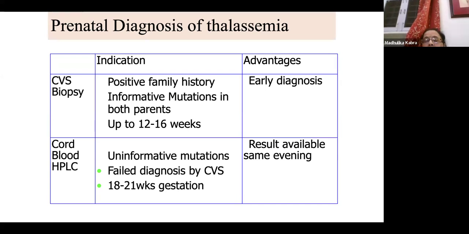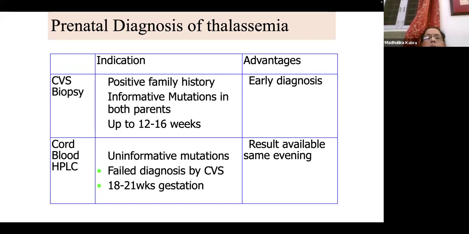See, it was probably the first disease for which prenatal testing was made available. And when Dr. I.C. Verma established this unit, it was very early that our lab and a lab in Mumbai were the first labs where prenatal testing was offered.